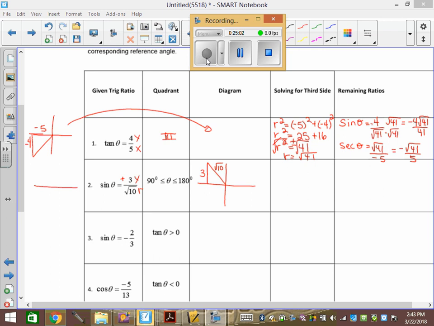And because I drew the diagram, I instantly know my x is what? Negative. Because to be here, the x has to be negative, right? So I'm going to write the negative sign. So I'm going to get x squared equals r squared minus y squared. So x squared equals root 10 squared minus 3 squared. X squared equals 10 minus 9. X squared equals 1. X equals plus or minus root 1. But in this case, it's negative 1 because of where it's drawn. That's why drawing it is so important.